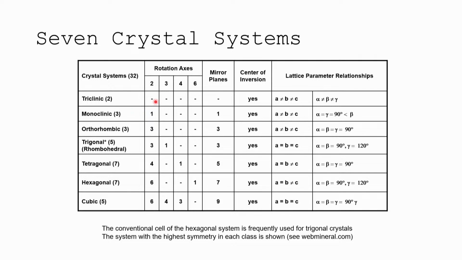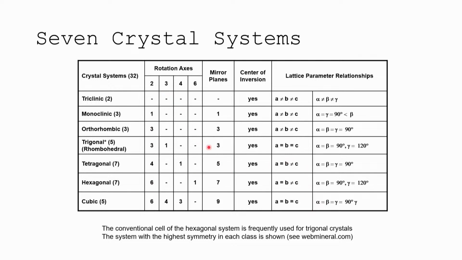So if we talk about triclinic, there's no symmetry expected in triclinic. Monoclinic, we have 1 symmetric 2-fold axis. Orthorhombic, we have 3. And here you can see the definition specifically: A doesn't equal B, doesn't equal C, but all the angles are 90 degrees. So here's the exact definition of the lattice constants.